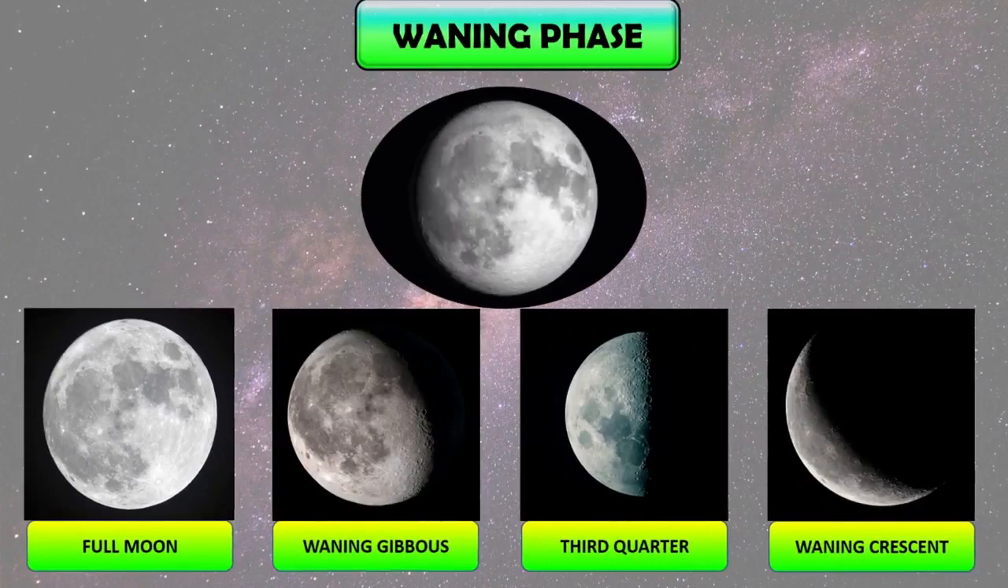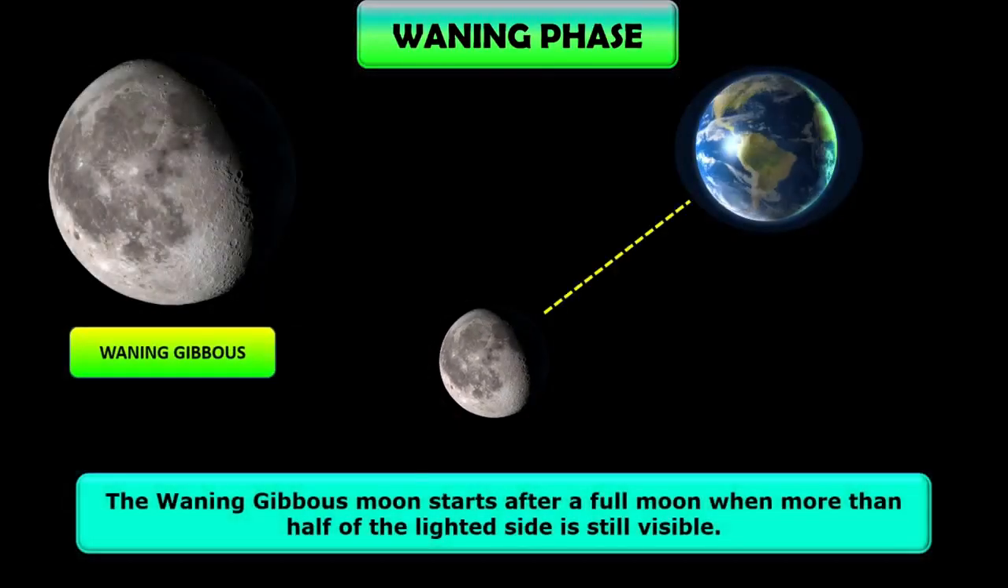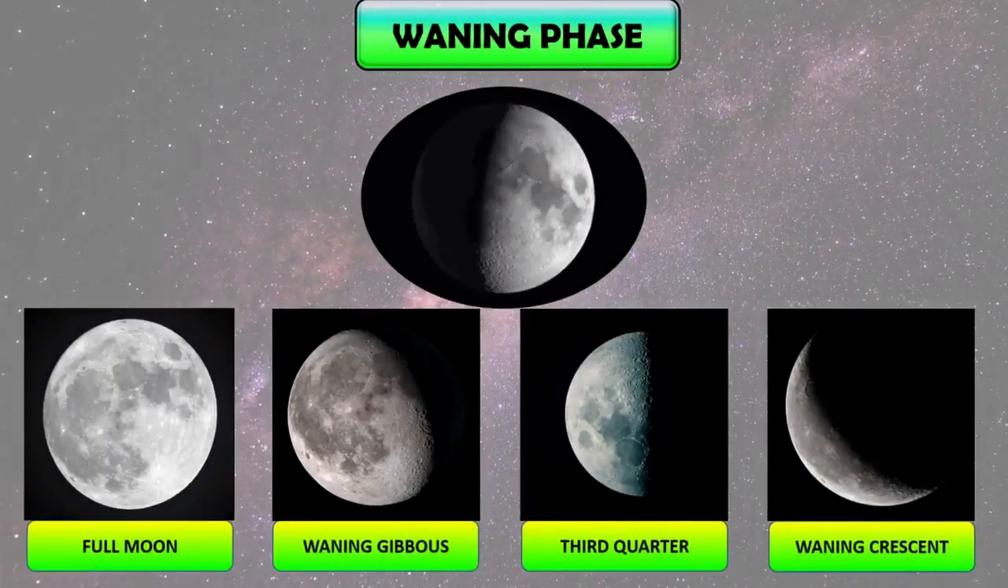So next waning phase is waning gibbous. As the moon continues its path, it appears to shrink again as we begin to see more and more of its dark side. A few days after the full moon, the moon will be gibbous again, but this time it is a waning gibbous. Waning means shrinking or becoming smaller.